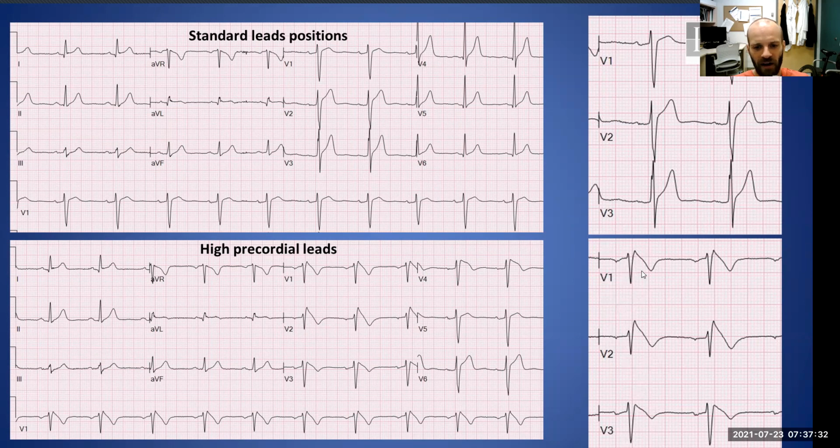If you look closely, you remember how we talked about how high lead V5 and high lead V6 are in the same positions as V1 and V2. That means if you look closely at this ECG, high V5 looks identical to standard lead position V1 here. High V6 looks identical to standard lead V2 position here. Okay, so the high leads V5 and V6 are the same as standard leads V1 and V2. It's all just brought up a little bit higher. And you can use this to increase your sensitivity for detecting Brugada syndrome.